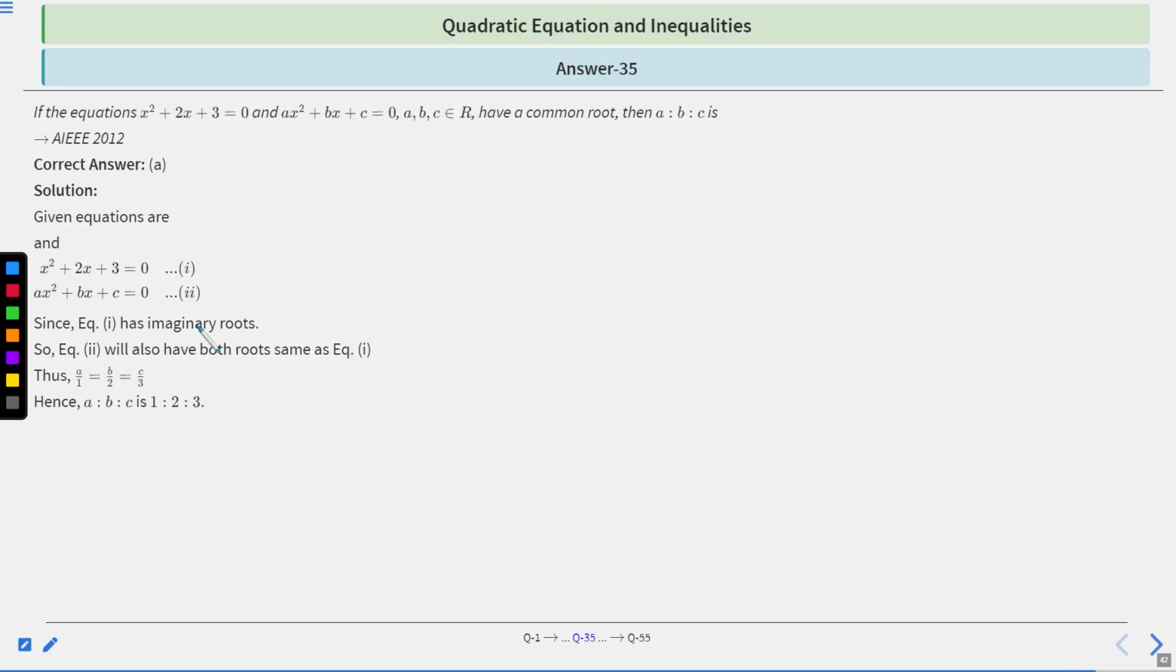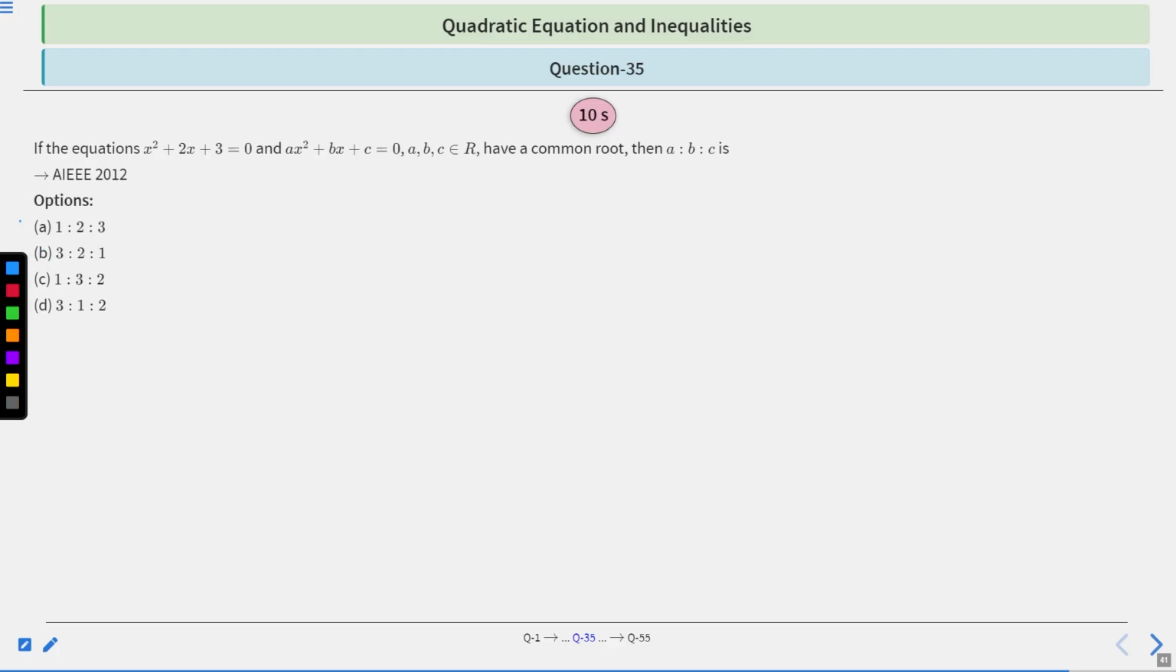So both equations have a common root. Now we know that equation 1 has imaginary roots, right? And we know that imaginary roots always occur in a conjugate pair, right? So if one root is common, then the other root will also be common, right? So equation 2 will also have both roots common, same as equation 1, right? So a upon 1 will be equal to b upon 2 equal to c upon 3. This implies a is to b is to c is 1 is to 2 is to 3, right? So option A is the right choice. Clear?